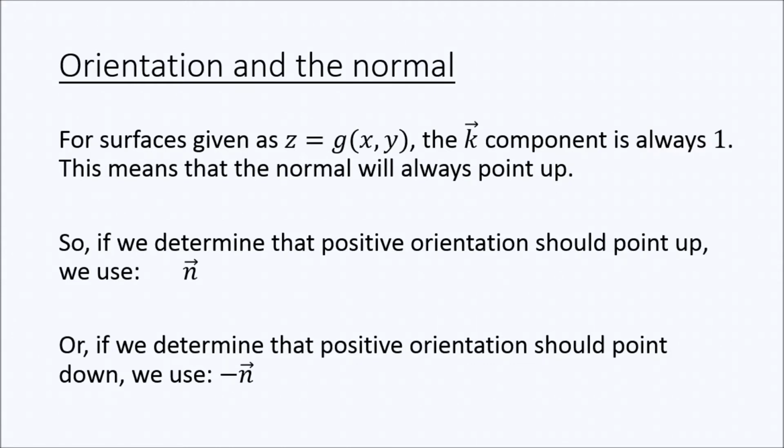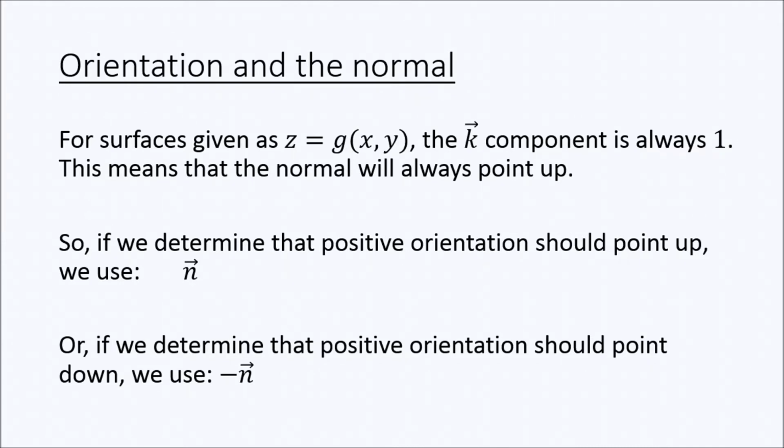Because if the k component is always 1, that means that it's always pointing up, or, well, really it's pointing up-ish, because obviously you'll have the x and the y components pointing in different directions too, but we do know that that k component, which is the z direction, is always 1, which means there will always be an up component to our surface.